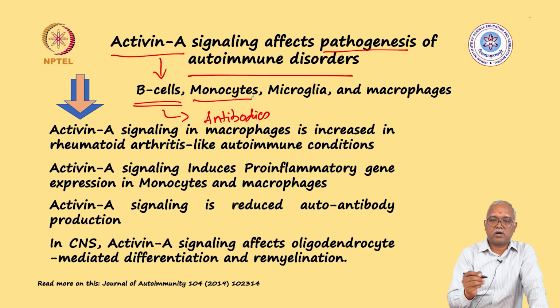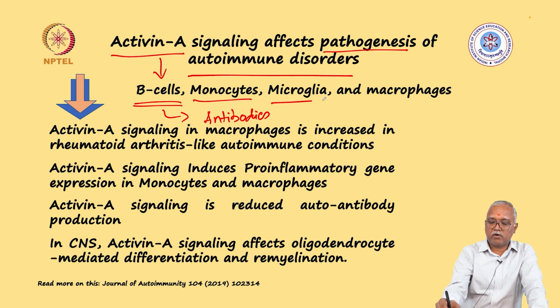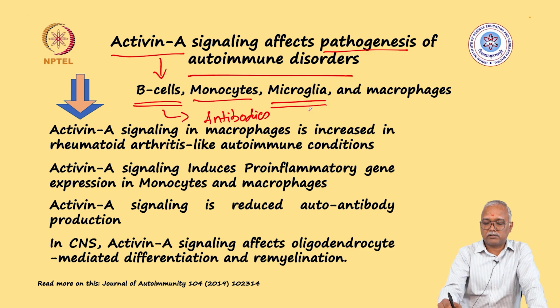Then there are monocytes. I already told you, these are the cells which will have contents inside their cytoplasm, which will be released into the extracellular environment, which will help clear the pathogen or which may induce the inflammation. This also involves the microglia. Remember, we said that this is a cell present in the central nervous system, which helps in the clearing of the infection, as well as the macrophages itself, which are the phagocytic type of cell.